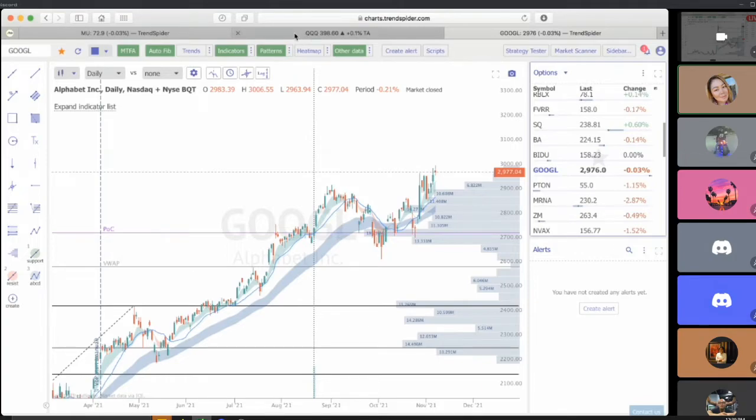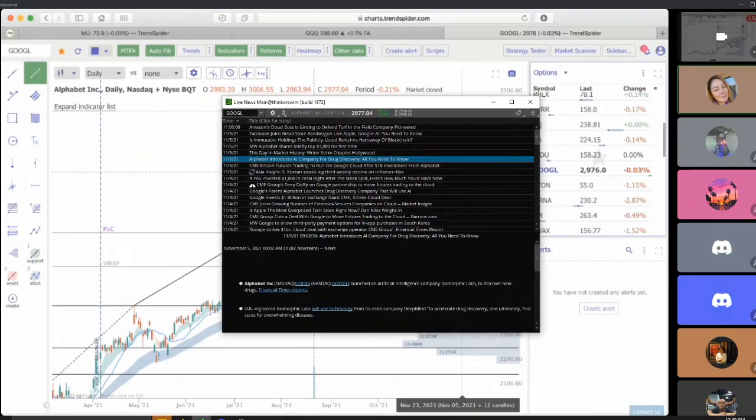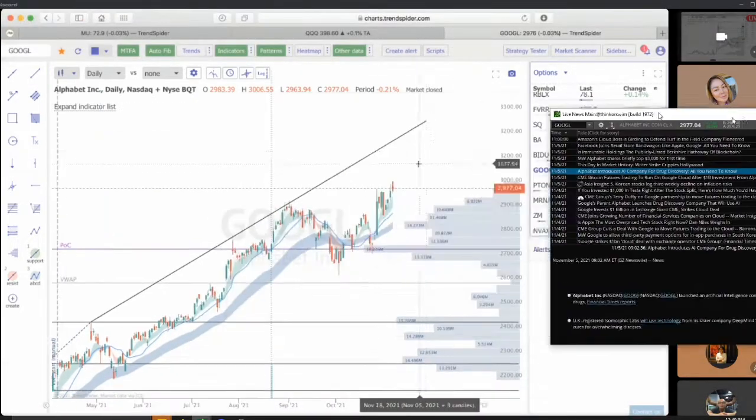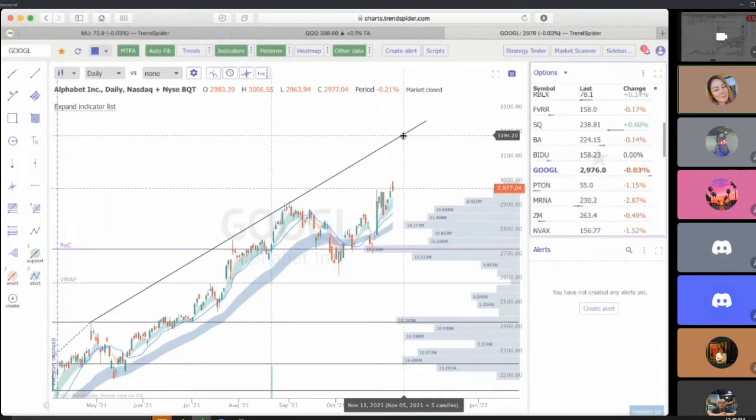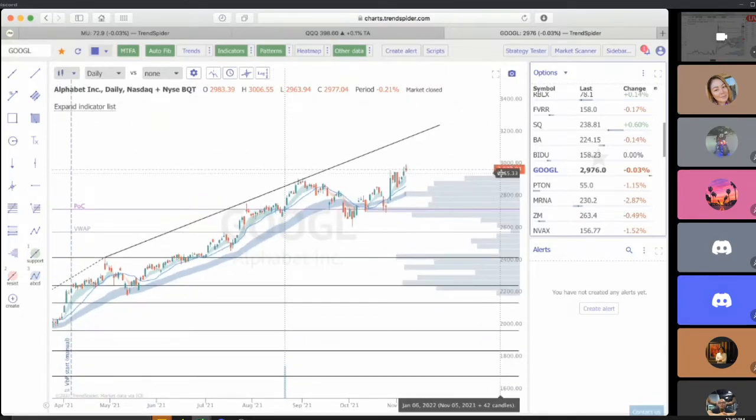Is there any catalyst for Google? I know that they signed a contract with the U.S. Defense last week or something like that. Okay, so I am going to erase that and just going to say for Google, how far could it go? Go see if I can find something here. Okay, 3,100.